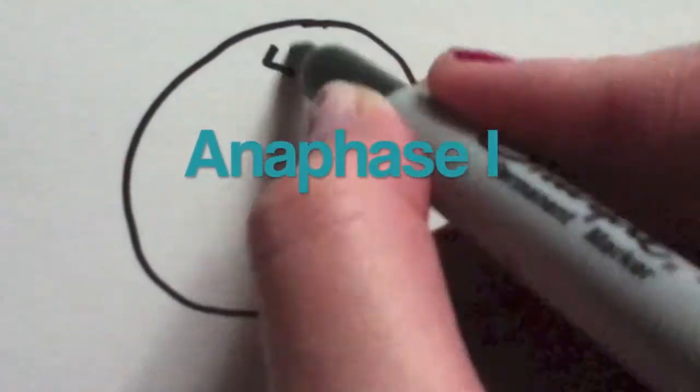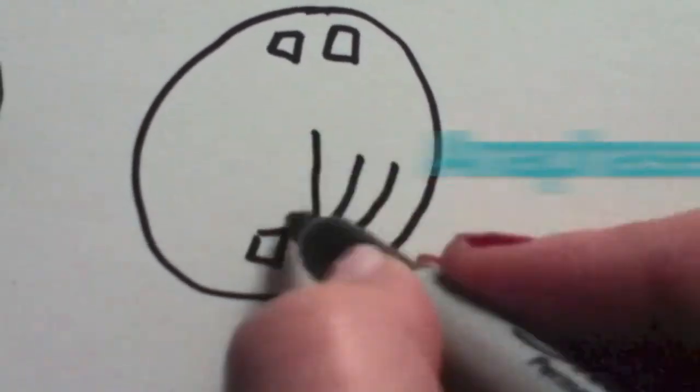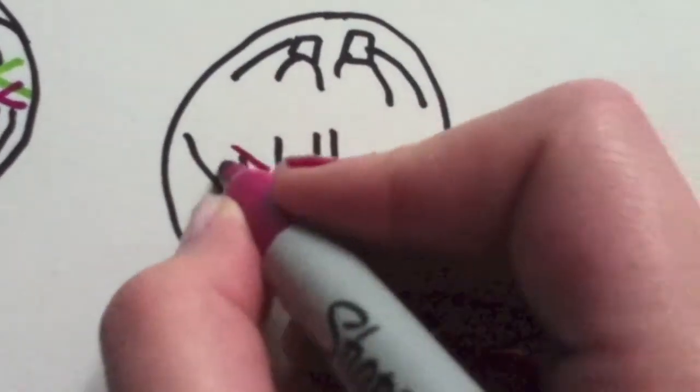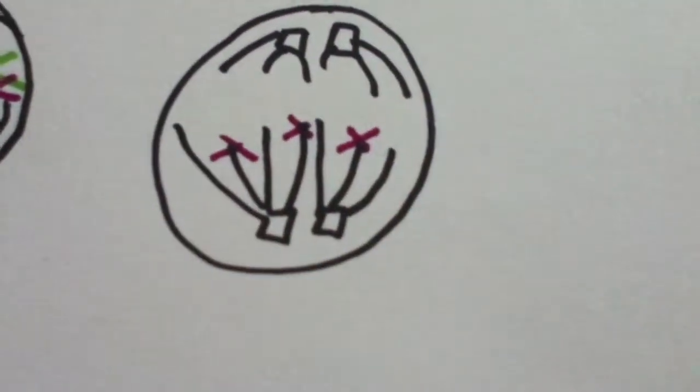In anaphase 1, homologous chromosomes separate. The mitotic spindles attach to the kinetochores of each chromosome and slowly pull them apart to the separate poles.